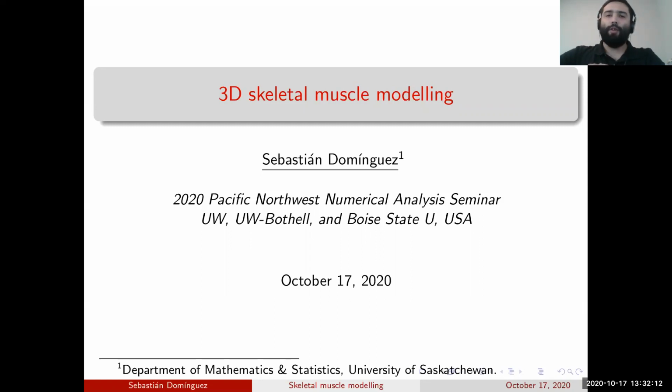So today, as Thomas was saying, I will be talking about some aspects of skeletal muscle modeling. This is part of what I was doing at SFU for my PhD. And now I'm very happy because there are some connections with what I'm starting to do with the group at the University of Saskatchewan. I'll show at the end that there is some future between the two projects that I have.